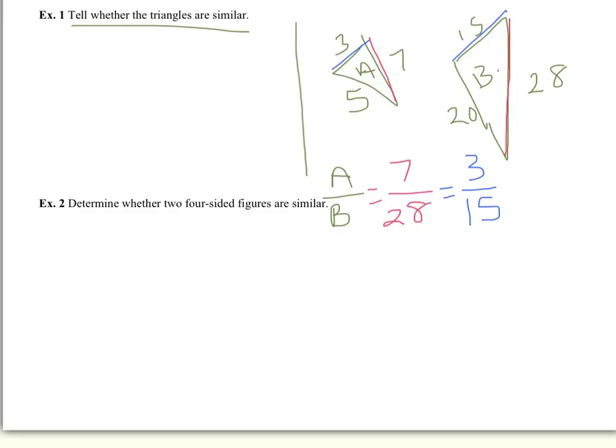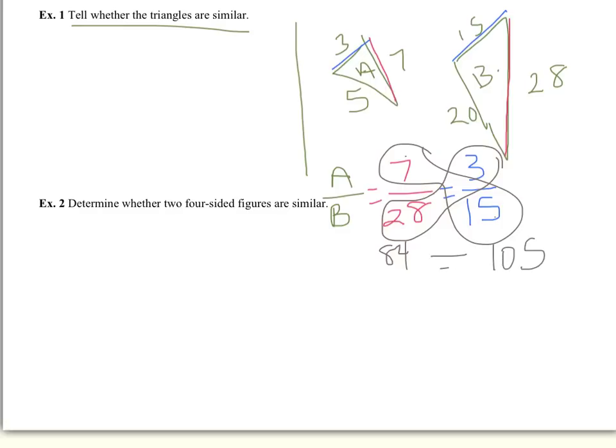Now when I check my cross products, I'm looking at 3 times 28, which I believe is 84, and then 7 times 15 is 105. So right away I see that these are not equal, so that means no. These two triangles are not similar because their sides are not proportional.